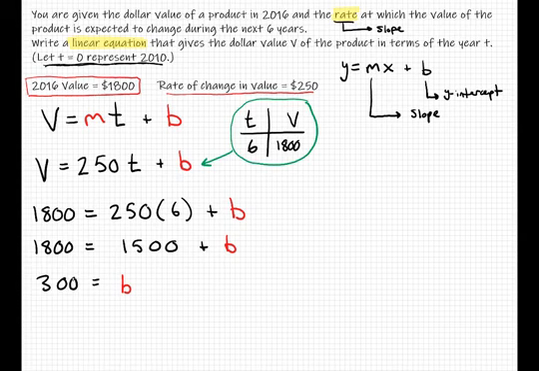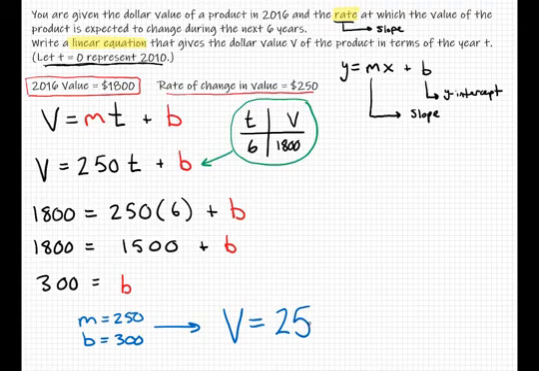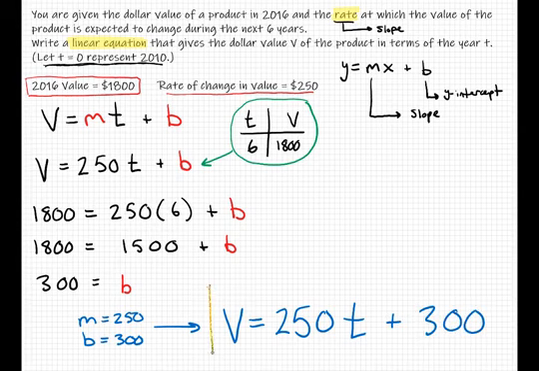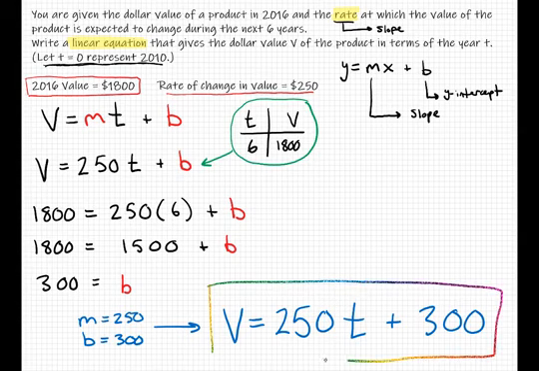Okay, so now we know two things. We know m is equal to 250, b is equal to 300, so that tells us our linear equation should be v equals m times t plus b, which is v equals 250t plus 300. Okay, and that does it for this problem.